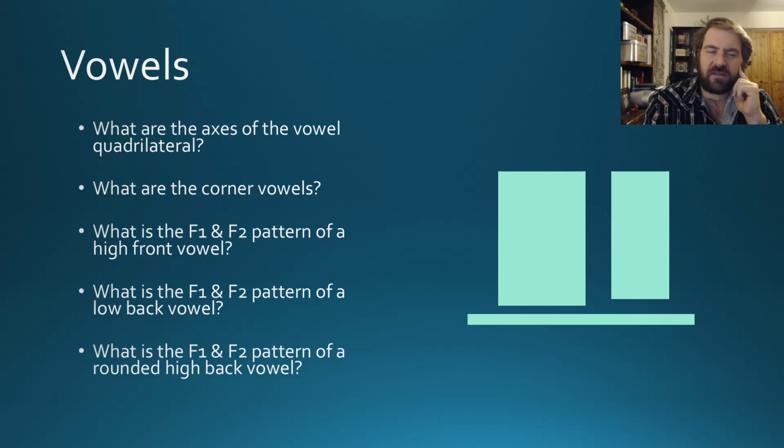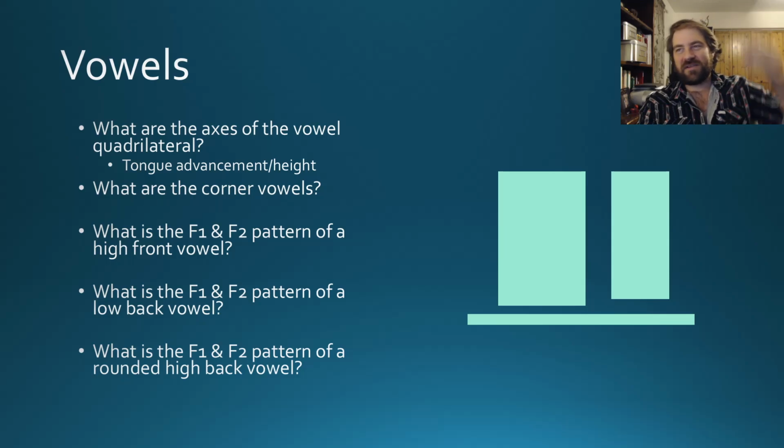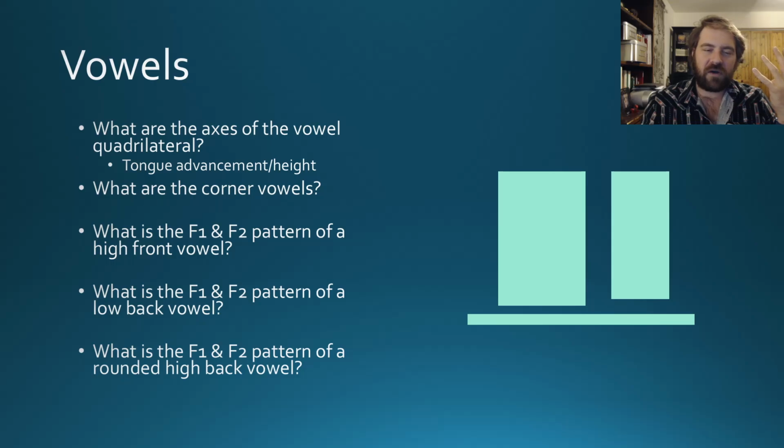What are the axes of the vowel quadrilateral? There's 4. What do you think they are? Oh, I'm thinking of corner vowels. I misread my own question. Okay. Tongue advancement and tongue height. Tongue advancement up this side, tongue advancement along the bottom, tongue height up the side. Which means the corner vowels are, this time there's 4 of them: E, U, Ah, and Ah.